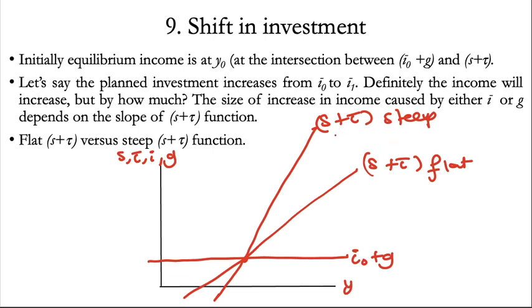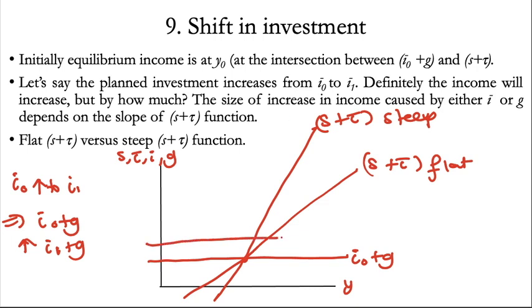If you look at the curves of leakages here, steep and flat, obviously it gives you different answers, isn't it? Later we'll see. Let's look at this. So let's say investment increases to I1. This affects injection, which also increases, isn't it, to this? So there will be an upward shift in the injection curve, a parallel shift, and this is actually a change in investment equivalent to I1 minus I0.